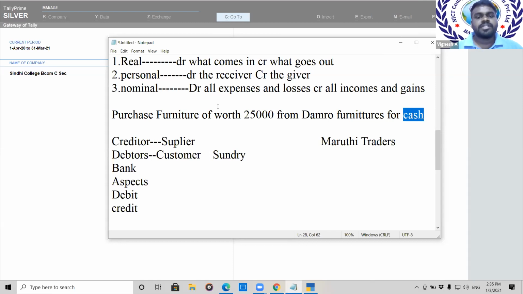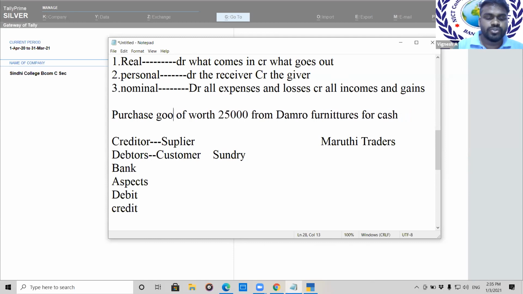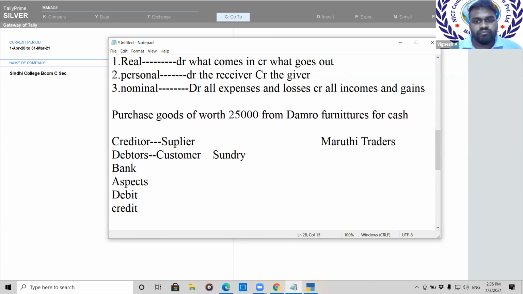So that is the reason we take furniture account to cash account, not purchase to Damro or purchase to cash. When I don't mention furniture here and instead mention goods, then I will take it as purchase account to cash, as an inventory, whatever I have purchased.